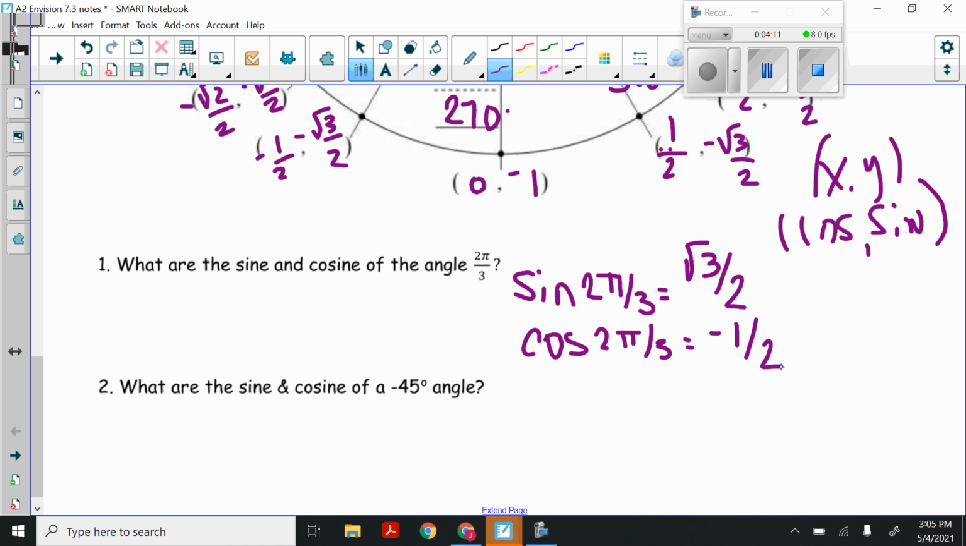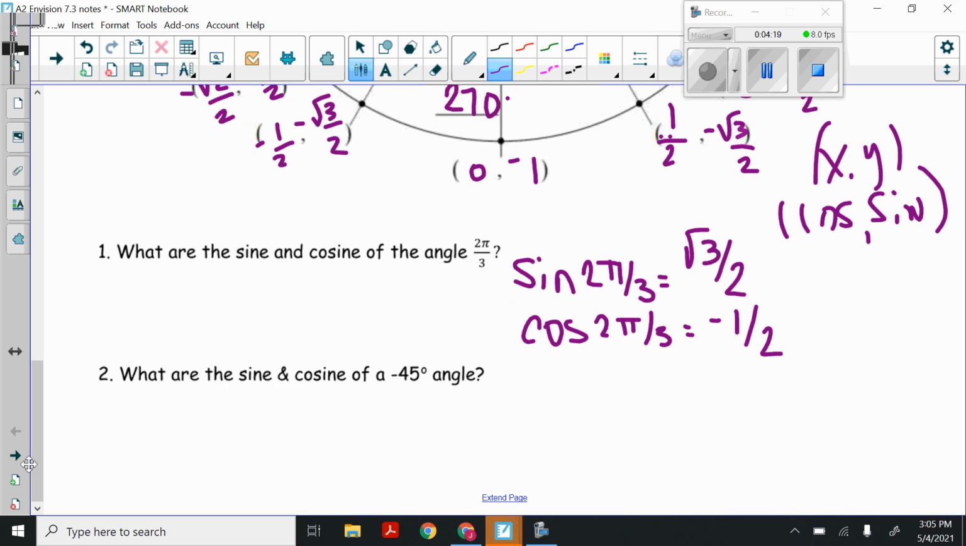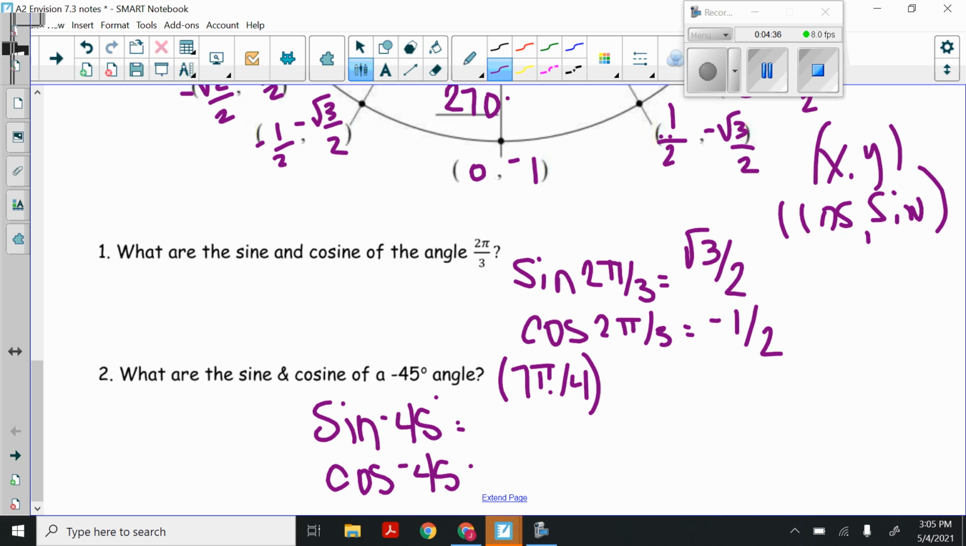So number 2, what are the sine and cosine of a negative 45 degree angle? Negative 45 is the same thing as 7 pi over 4, because remember, negative just means we start at 0 and we go clockwise pi over 4. So the sine of negative 45 degrees and the cosine of negative 45 degrees.